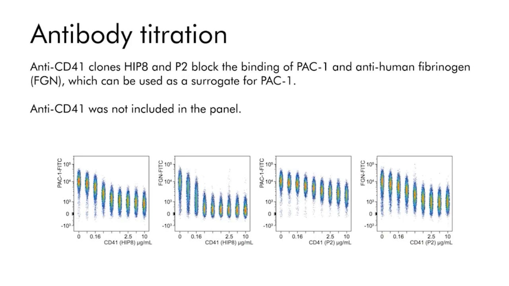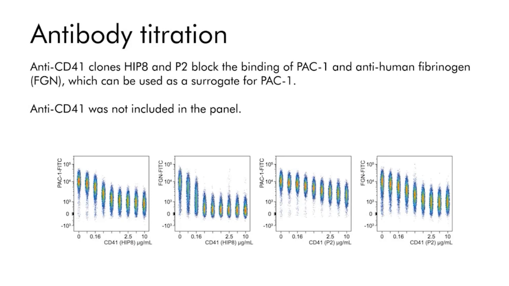CD41 is sometimes included in platelet assays because it's abundant and useful for gating. However, we found that 2 of the most common CD41 clones, HIP8 and P2, block the binding of PAC1, as well as the binding of anti-human fibrinogen, FGN, which can be used as a surrogate for PAC1.